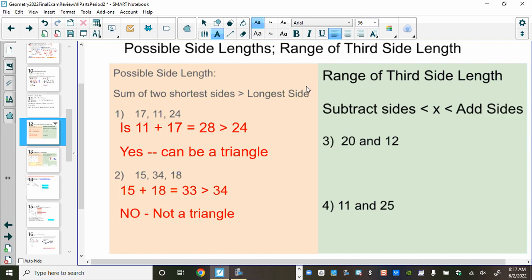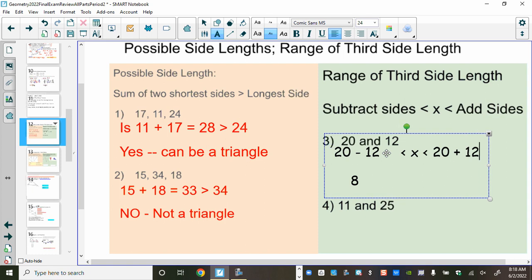Now, over here, let's say I give you two numbers. To get the third side, all you do is the following. What's 20 minus 12? 8. Then, 8 less than x less than, what's 20 plus 12?